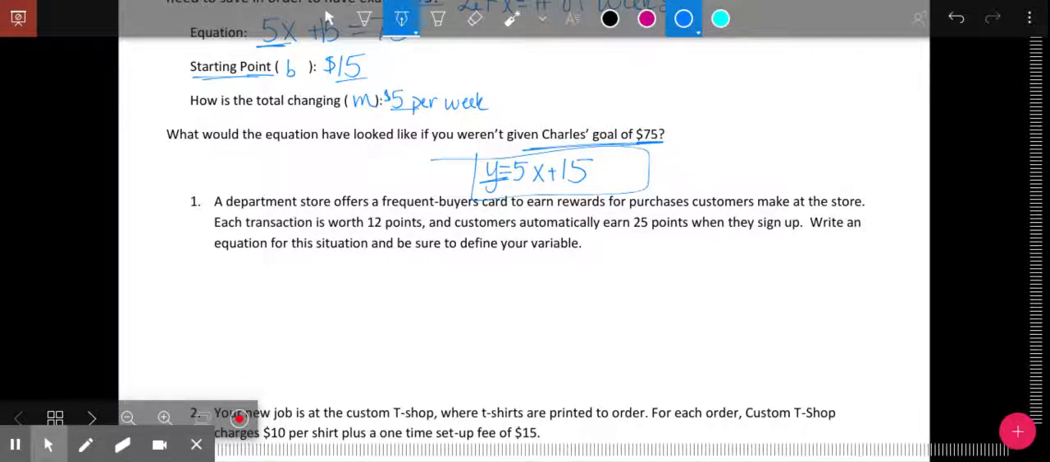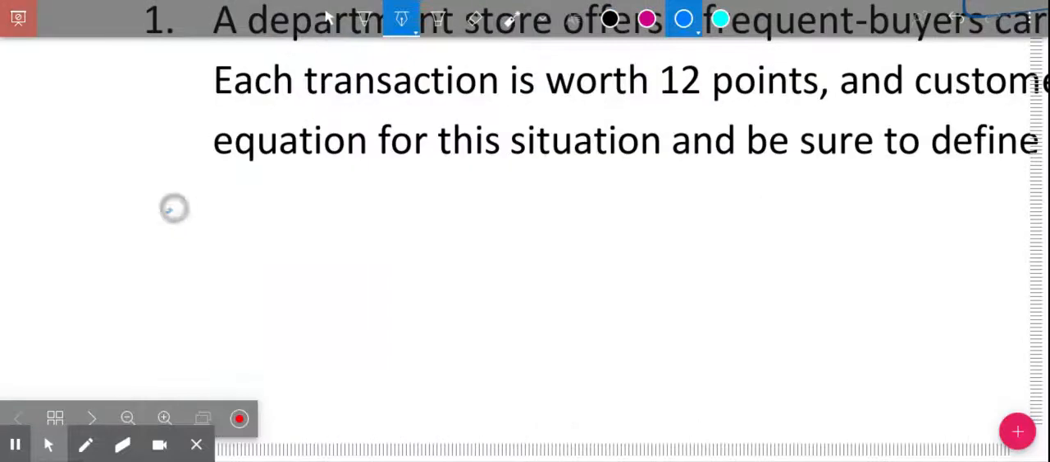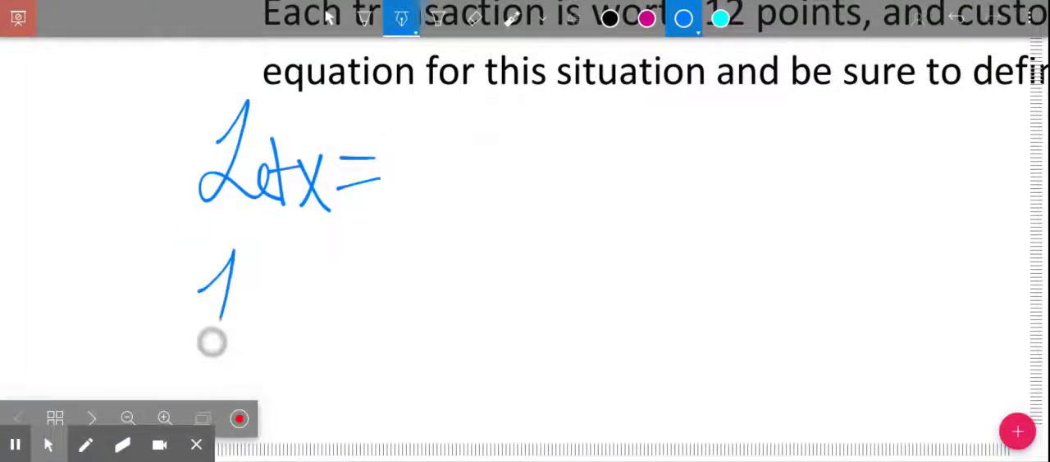So, for example, number 1 says a department store offers a frequent buyer's card to earn rewards for purchases customers make at the store. Each transaction is worth 12 points, and the customer automatically earns 25 points when they sign up. Write an equation for the situation and be sure to define your variables. So we have two variables. We're going to let x equal and let y equal.